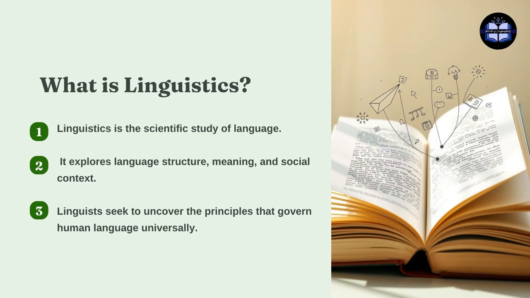Here is a fun fact. There are over 7,000 languages spoken in the world today. And linguists try to find the universal rules that connect all of them. Sounds fascinating, right? Let me know in the comments if you know any unique word from your own language.